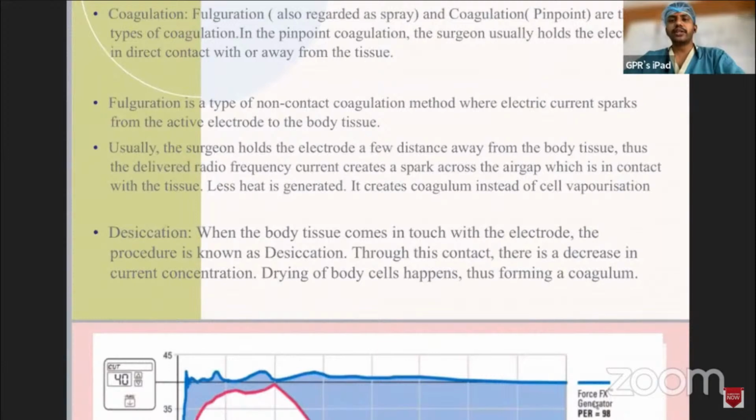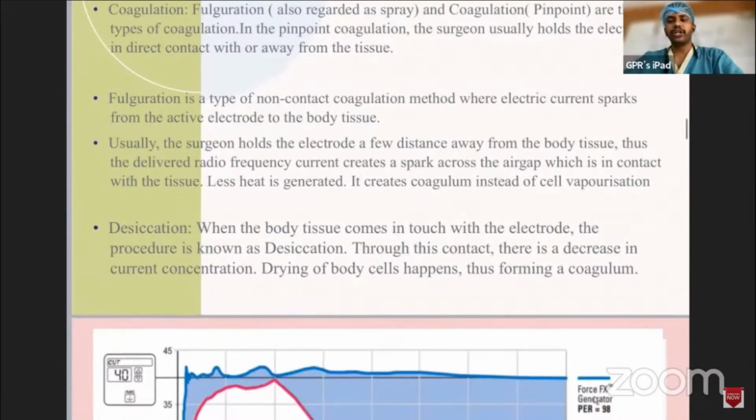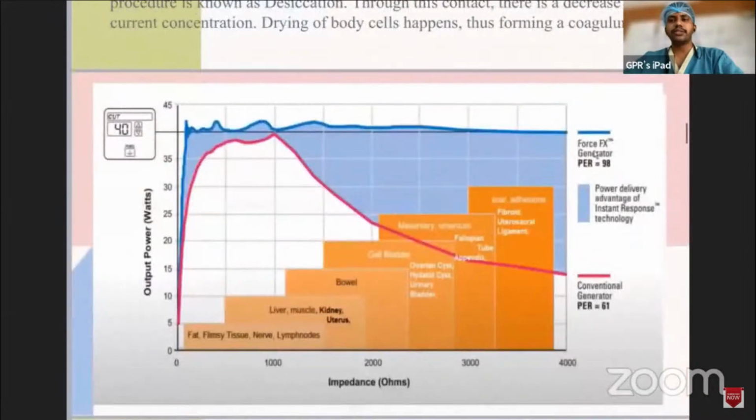So this fulguration is like a non-typical non-contact coagulation, where the electric current sparks from the active electrode to the body tissue without even contact. There is a rule called Tate's rule: whenever a surgeon is holding the electrocautery pencil, that person must also hold the foot pedal of the electrocautery device, to avoid miscommunication and unwanted electric burns.